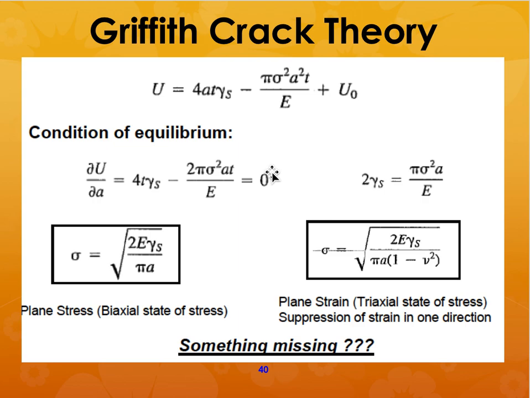What does plane stress tell you? Plane stress tells you that the stresses are only in the sigma 1 and sigma 2 directions. There is no stress in the thickness direction at all. Whereas in the case of plane strain, you do not have strain in the third direction of your material.